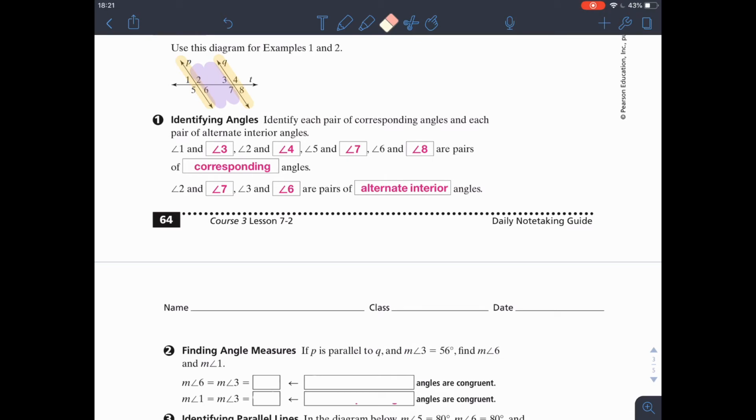So what's the whole point of identifying these angle relationships? It's to find the values of angles. So if I had to try to find the value of angle 6, knowing that angle 3 is 56 degrees, we already saw before that angle 6 and angle 3 are alternate interior angles, and those are going to be congruent. So since angle 3 is 56 degrees, that means that 6 is also 56 degrees. For the measure of angle 1 and angle 3, we already saw in the previous problem that they are corresponding angles, and corresponding angles also have the same measure, so all 3 of those angles are 56 degrees.